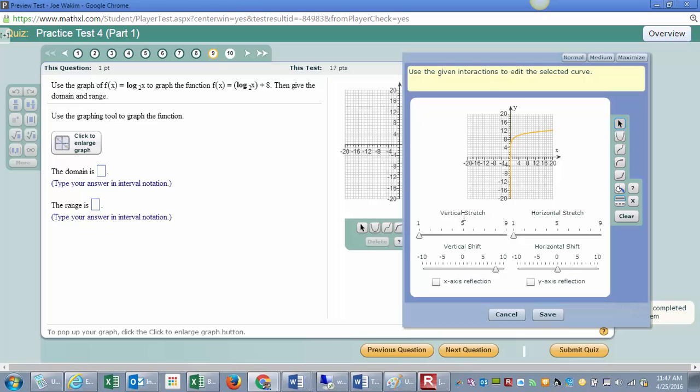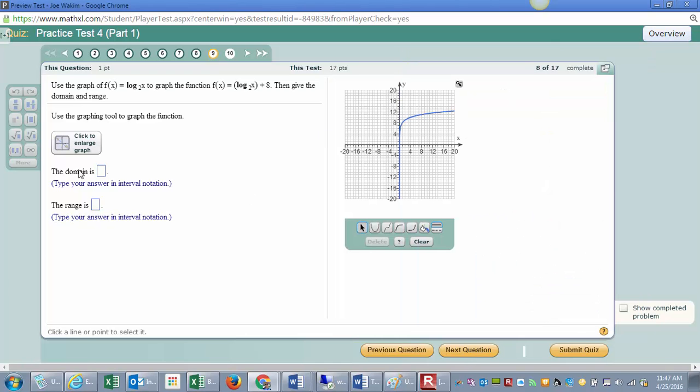We don't have a vertical stretch. We don't have a horizontal stretch. We have a vertical shift. That's all we have. We don't have a horizontal shift. So the plus 8 is only a vertical shift in this case. So that's all we have. Okay, let's save it.